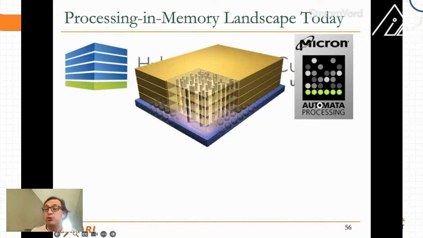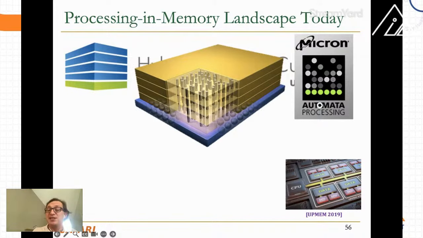People have been developing some prototypes that can do processing inside DRAM. This is one example. And more recently, the UpMem company has put general purpose processors inside the DRAM chip. I'm going to talk about this hopefully toward the end of this talk. So you can actually do a general purpose computation inside the DRAM chip today.